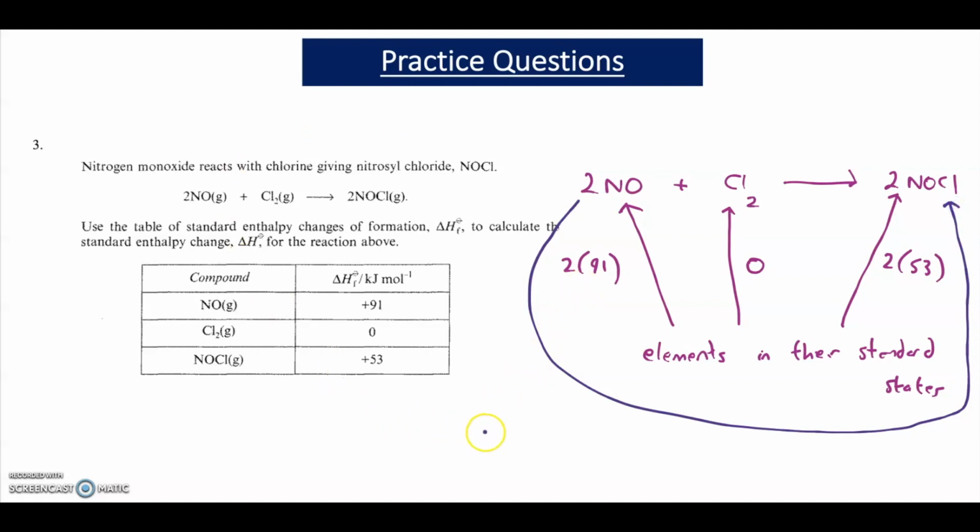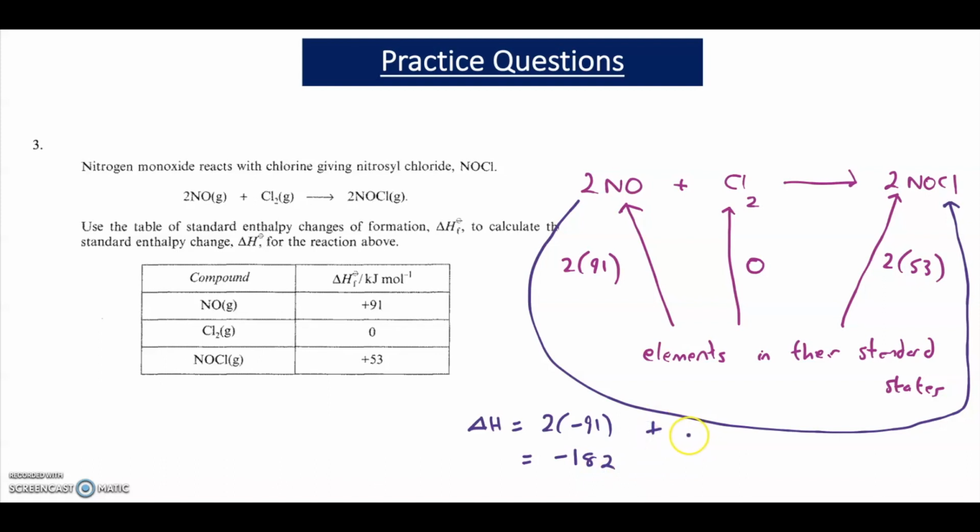So delta H is going to be equal to, now I've got to change the sign here for my value to form 2NO because it's in the wrong direction. I want to go the opposite way. So I'll have two lots of minus 91 here instead of 91. So that would be equal to minus 182.